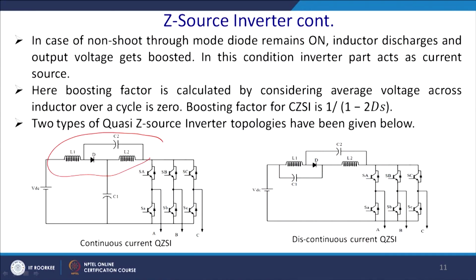So, 2 types of quasi Z source inverters have been given below. This is one of the cases of the quasi Z source inverter. Please refer to our discussions of the Z source inverter; it is just a recapitulation. So, this is a continuous mode of the Z source inverter and quasi Z source inverter, and this is a discontinuous mode of quasi Z source inverter where inductor current is quite low, and we prefer to have a discontinuous mode of the quasi Z source inverter.